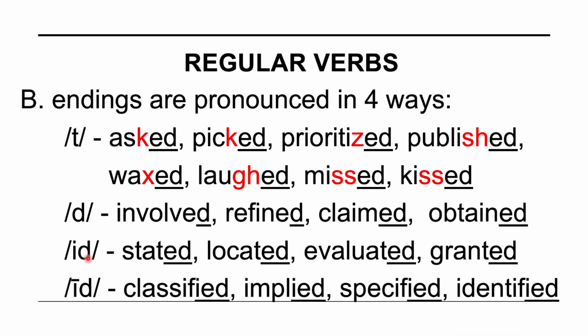And then another one is I'd. I, like an ice cream, okay? So we have here from the verb classify, we have classified, imply, implied, specify, specified, identify, identified. Okay, so there are four: T, D, id, and then I'd. Okay, take note of this, guys.